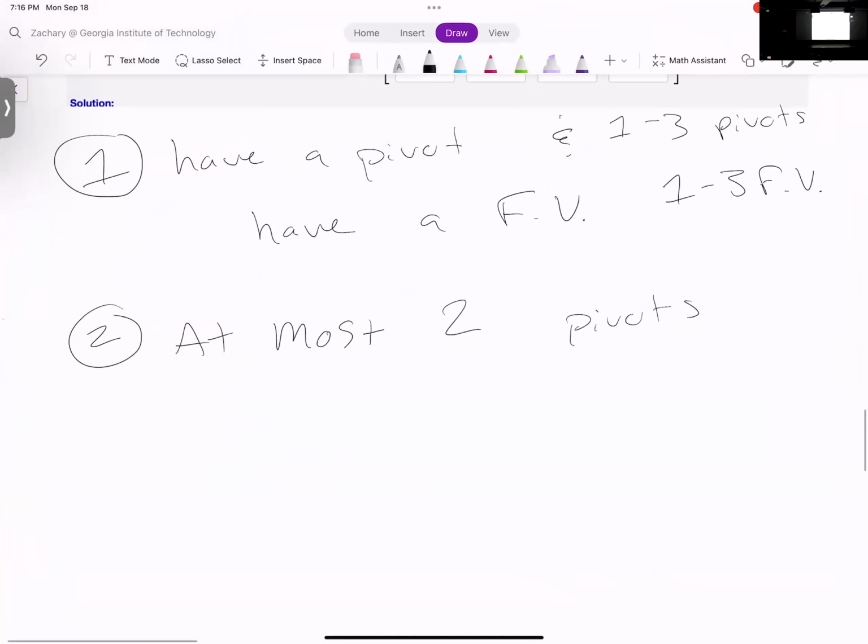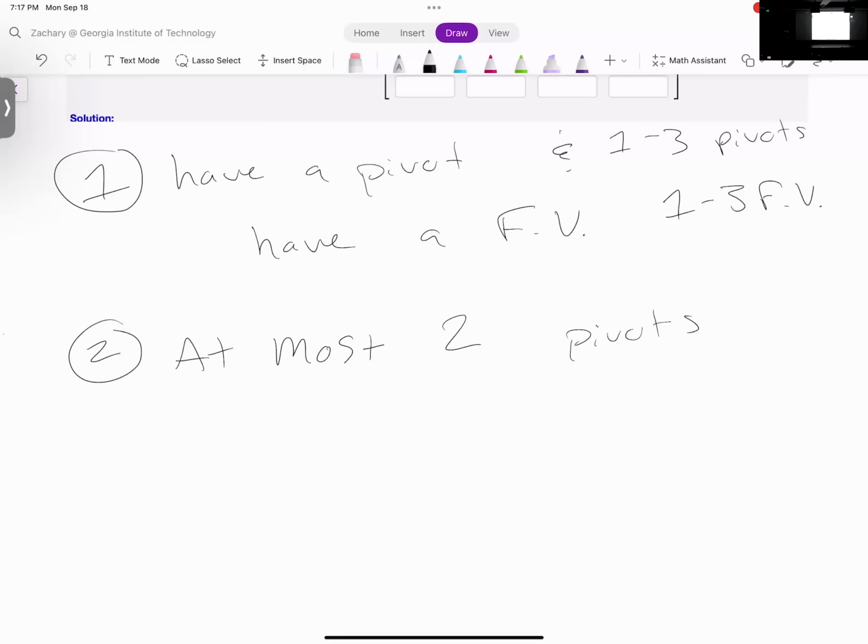Okay. So you sum these two things together. What is the overlap? How many pivots can I have? 1 or 2. How many free variables can I have? 2 or 3. If I have 1 or 2 pivots, I have 4 columns, so that means I can have 3 free variables or 2 free variables. How many pivots do we want? 1 or 2?